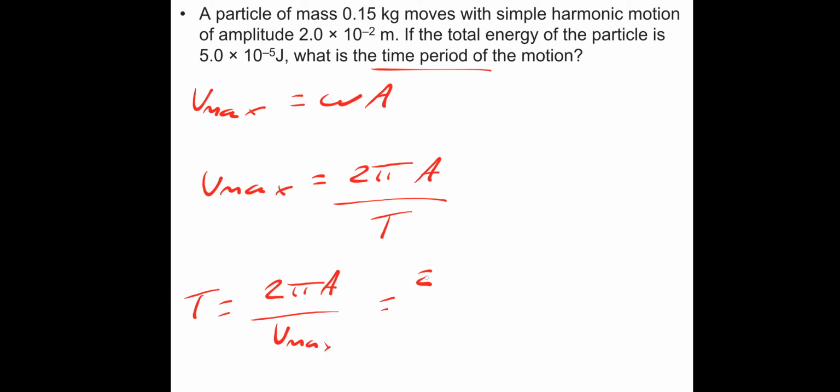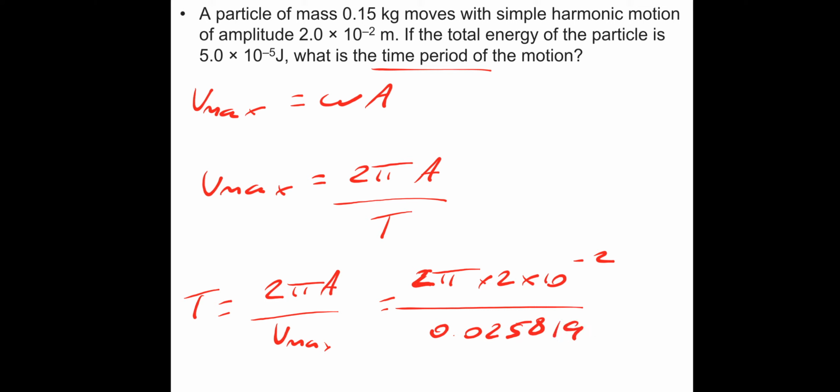So 2 pi times the amplitude, 2 times 10 to the minus 2 meters, divided by the max velocity, which is the 0.0258. You should use the full number. Just put 19 in there. Should be enough. There is guidance for all exam boards that if an intermediate calculation should be done to a minimum of 5 significant figures. So there's 5 there.